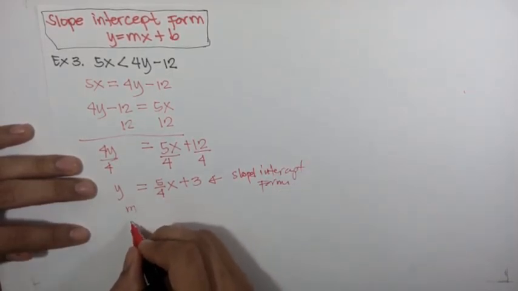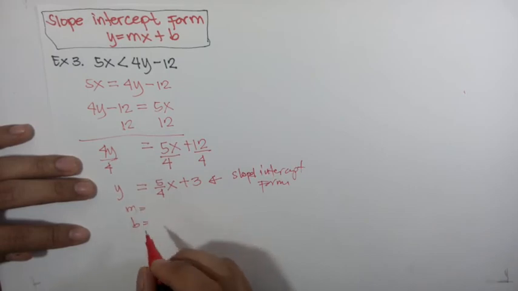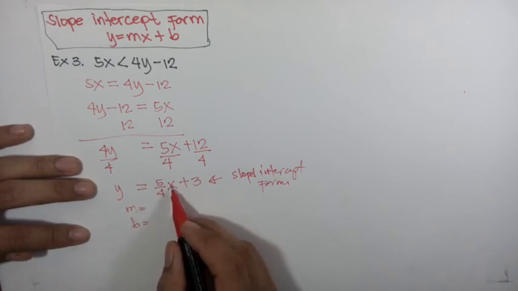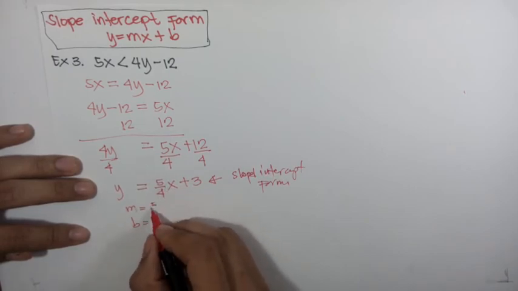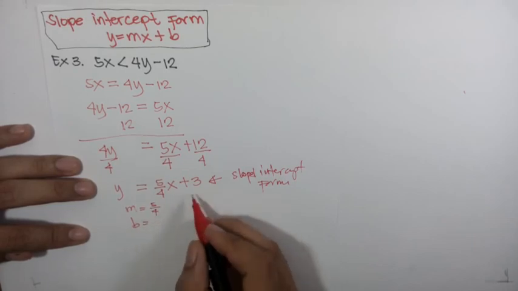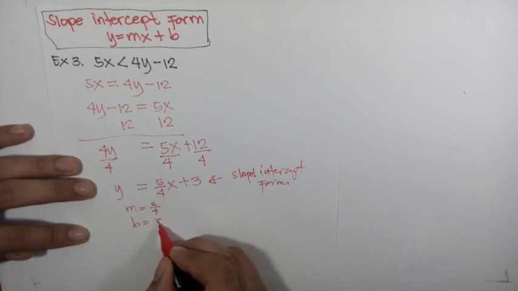And let's identify the slope and the y-intercept. The slope is the number beside x. So the number beside x is 5 over 4. Okay? And then, the number alone is our y-intercept. The number alone is 3. So therefore, the y-intercept is 3.